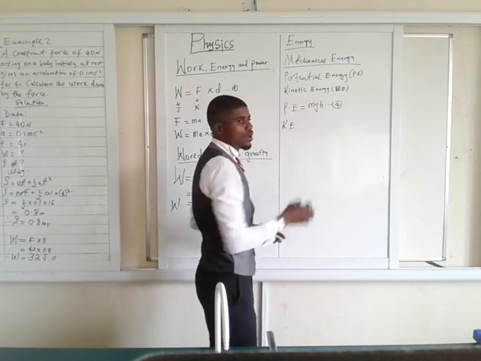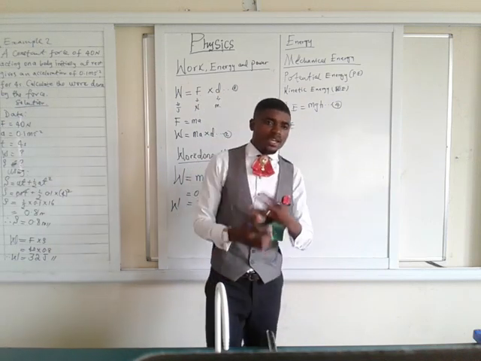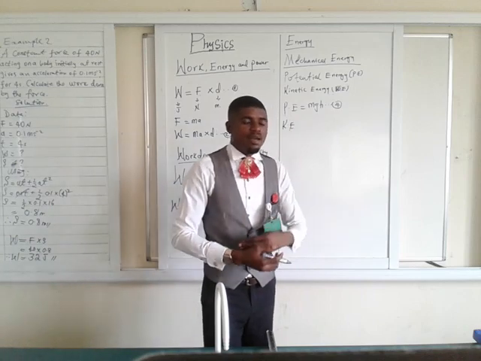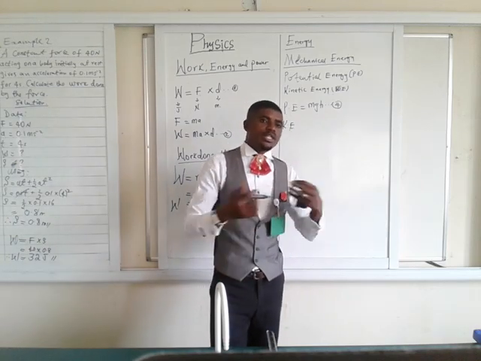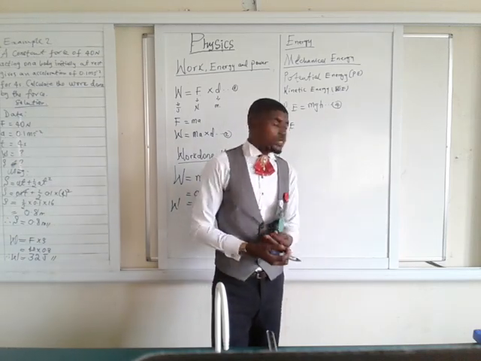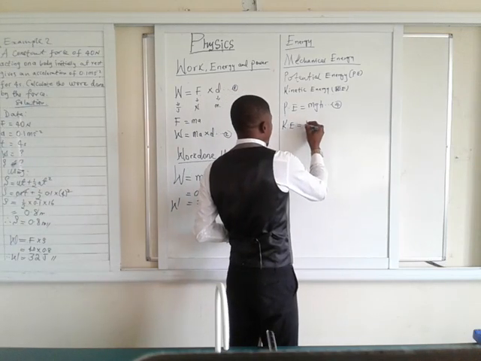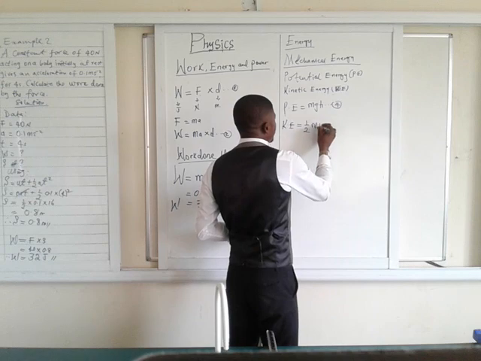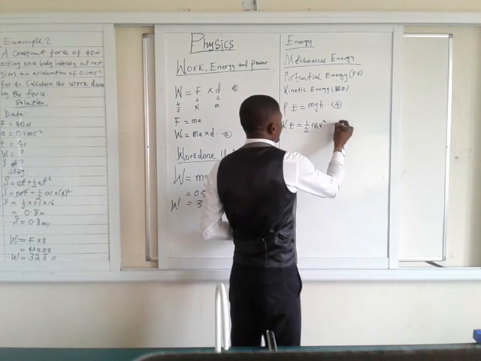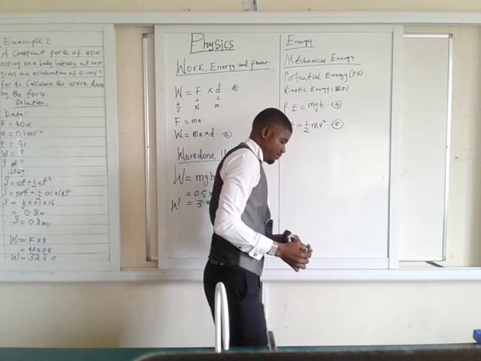Let's look at kinetic energy, KE. Kinetic energy with the acronym KE is defined as the energy possessed by a body by virtue of its motion. So we can see that mathematically kinetic energy is given as half mv squared. Let's call this our equation number 5.